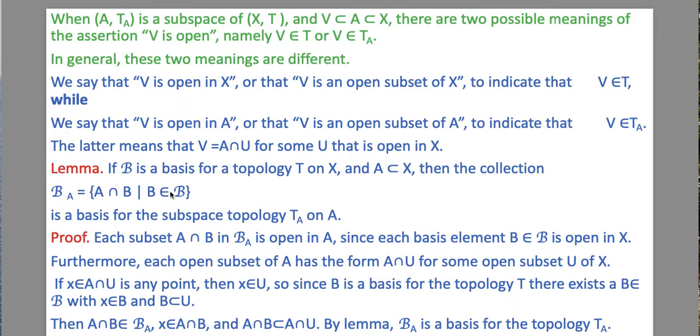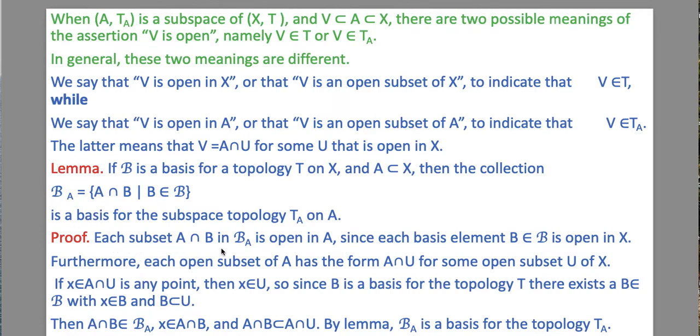We have one more lemma. If B is a basis for topology T on X and A is a subset of X, then the collection B_A, where B_A is equal to {A ∩ B : B belongs to B}, is a basis for the subspace topology T_A on A. Now we want to prove that B_A is a basis.